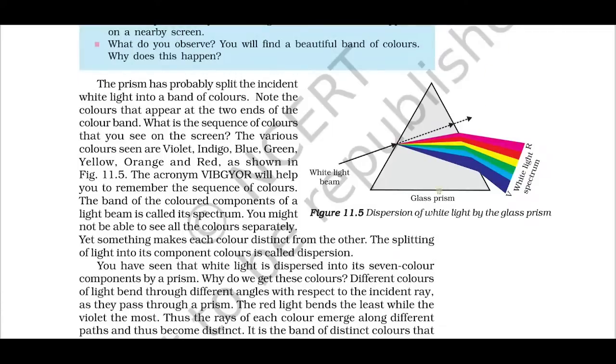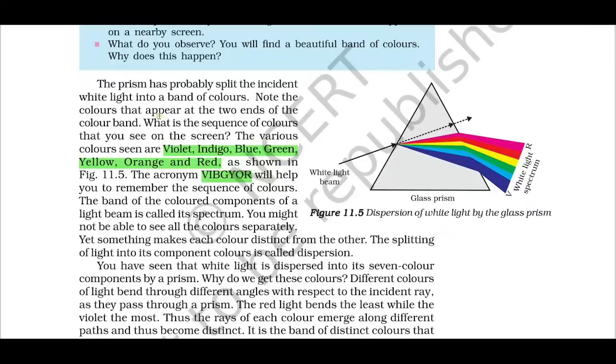So you can see the figure there. Dispersion of white light by the glass prism. What is dispersion? Splitting of white light into its constituent colors is called as dispersion of light. White light contains 7 colors, that is violet, indigo, blue, green, yellow, orange and red. The acronym VIBGYOR, right?